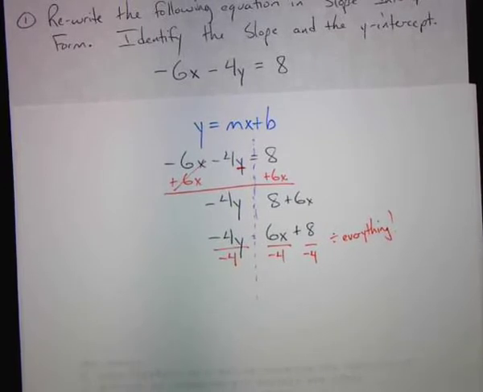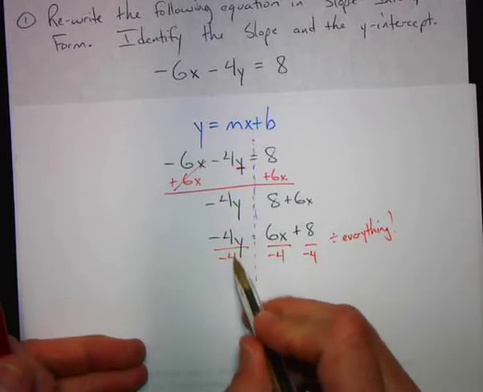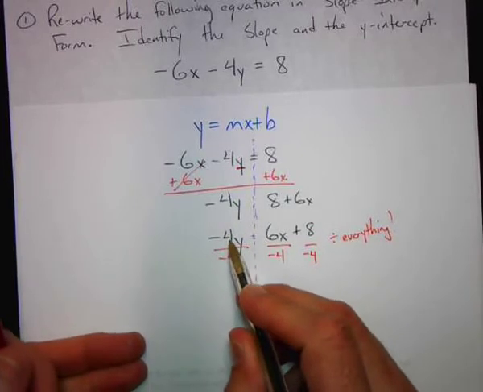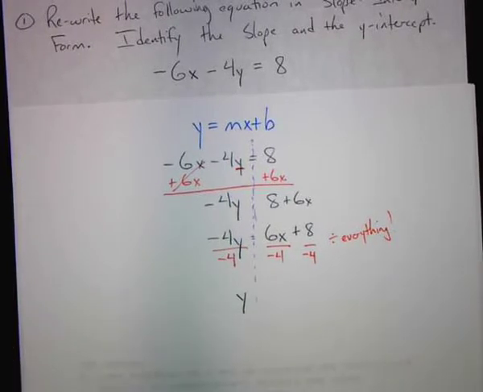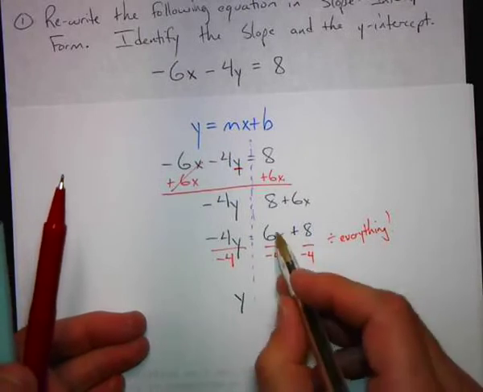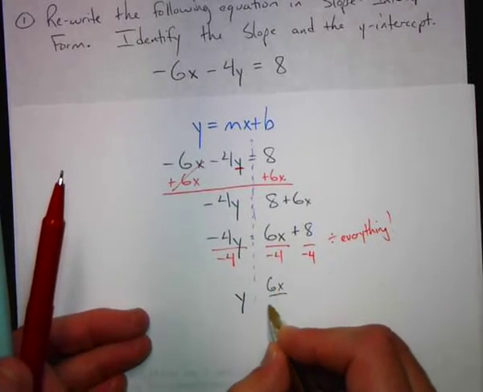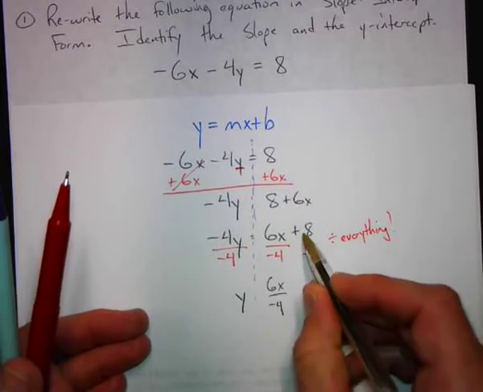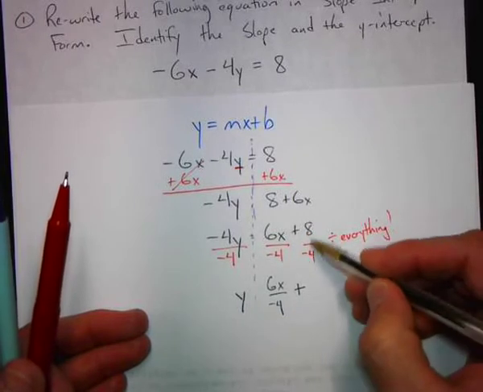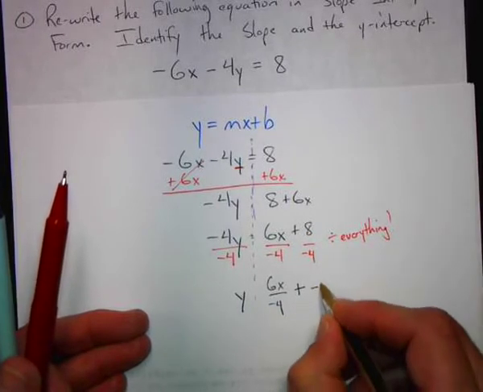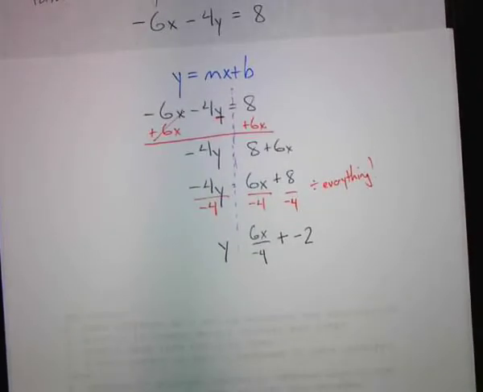Now, what do we do? Well, we have -4 divided by -4 on this side. That cancels because it's 1. 1 times y is y. Well, we know we're getting close because the y is by itself. Now we look over here. We have 6x over -4. And then look over here. We have plus 8 divided by -4. 8 divided by -4 is -2. And so we have this deal left over.